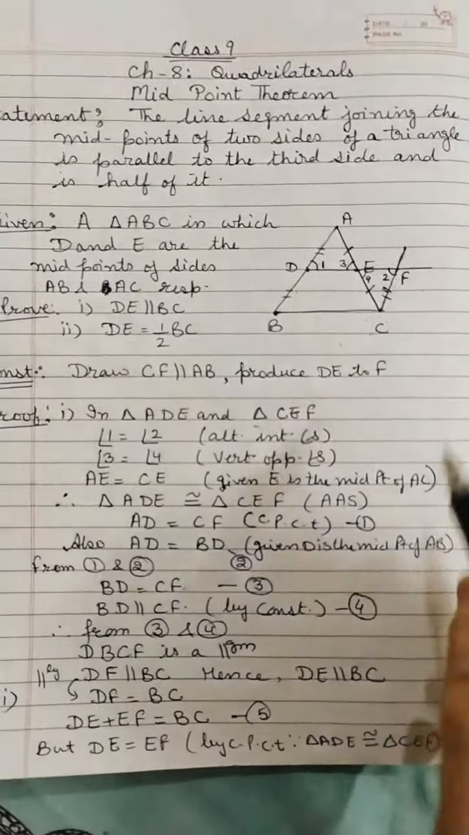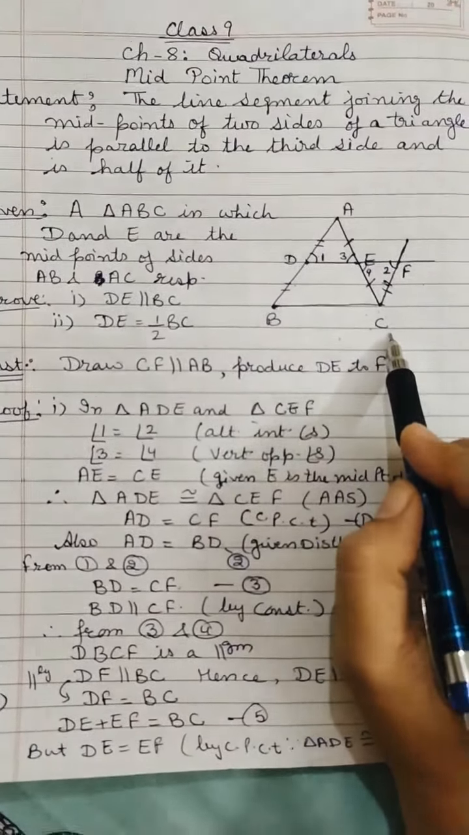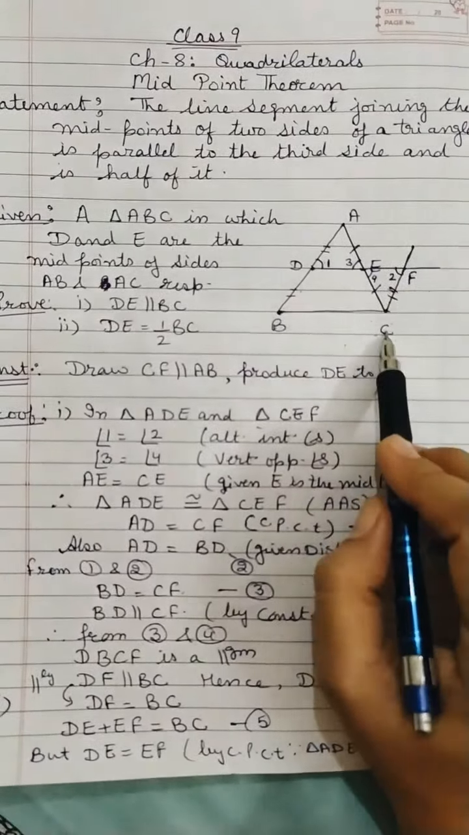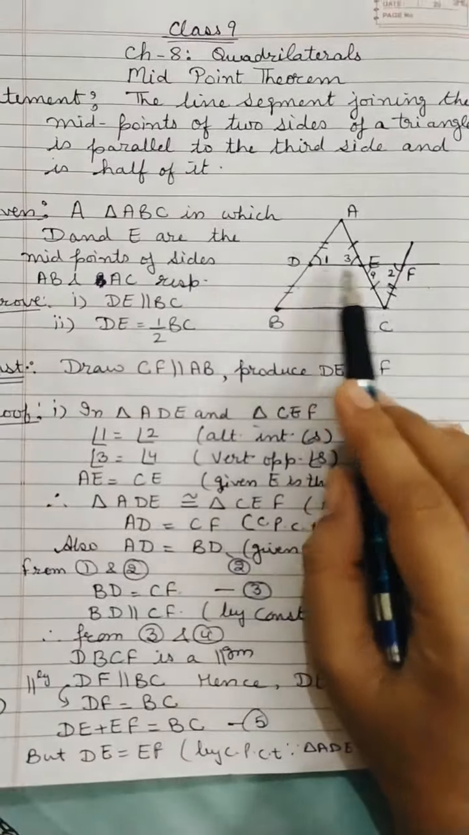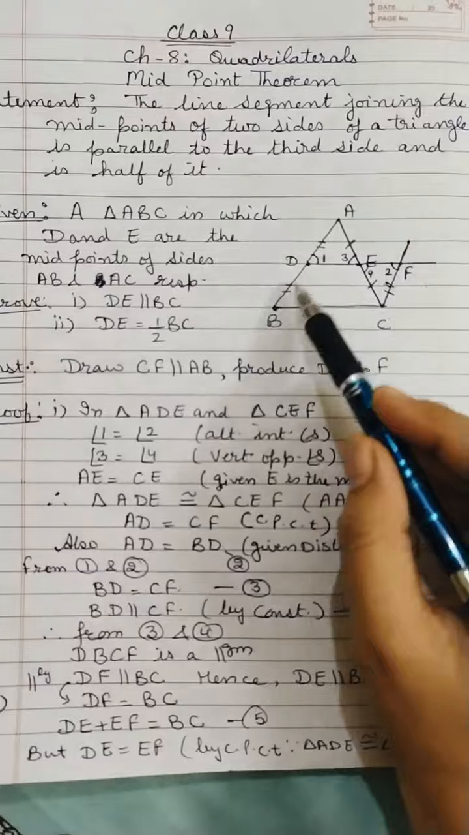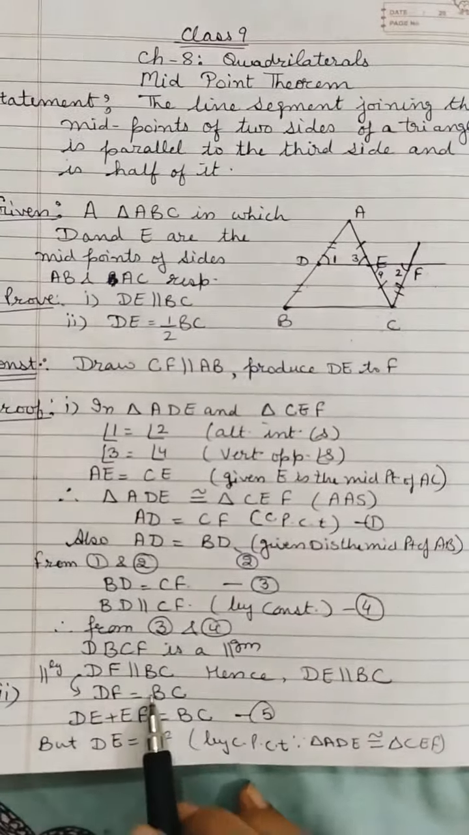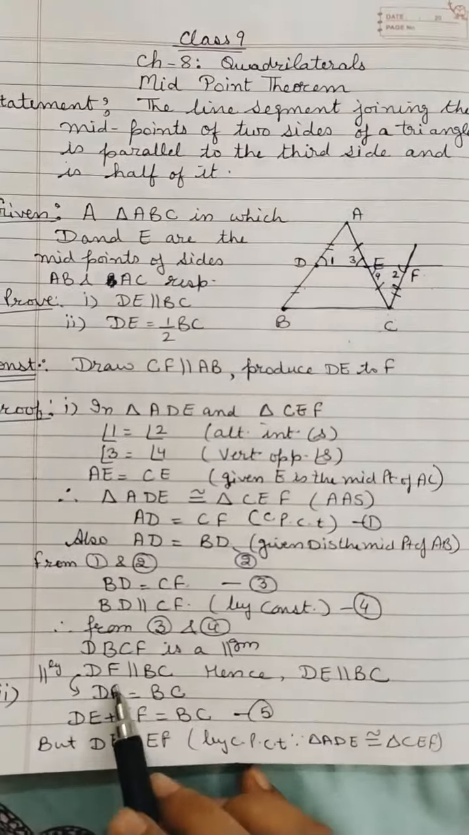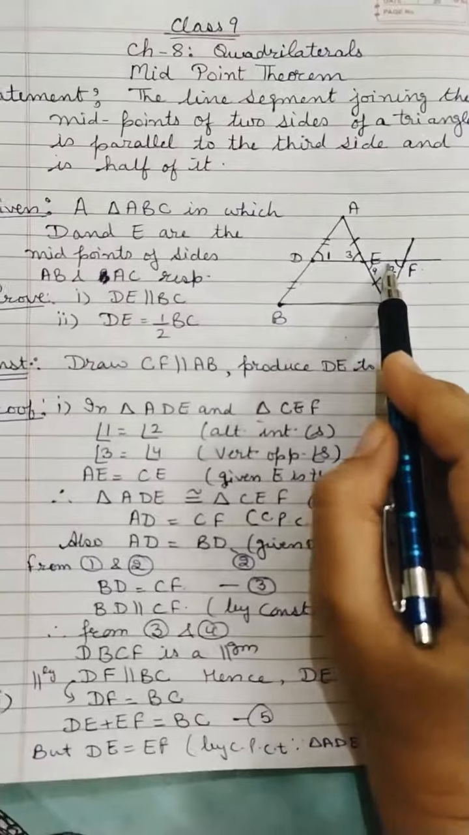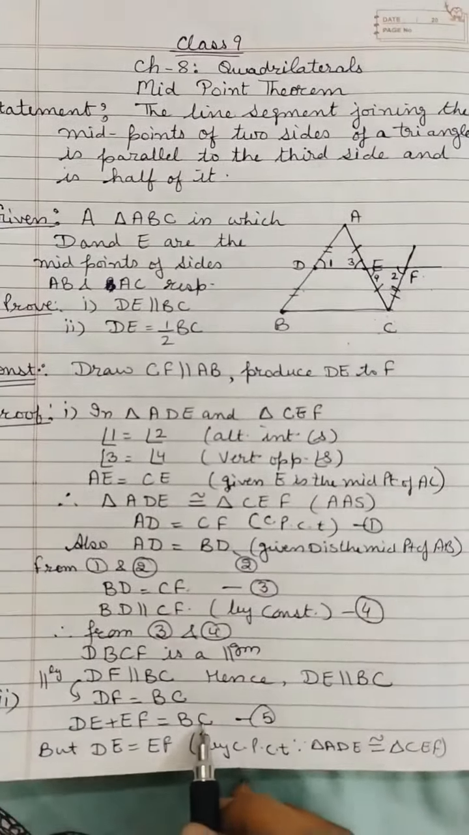Now for the second part, I want to prove that DE is equal to half of BC. Now take full DF. Just now we have done that DF is parallel to BC. So DF is parallel to BC means DF is equal to BC also, because we have already proved that DBCF is a parallelogram. So this whole DF can be written as DE plus EF. So we have written DE plus EF, and this is equal to BC.